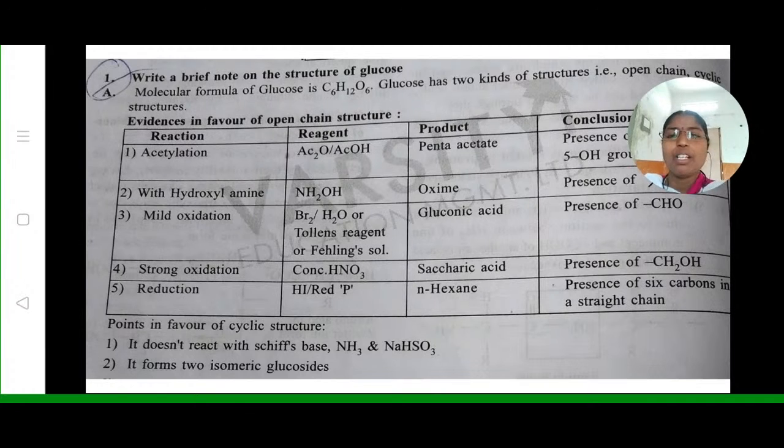Okay, very important. Next, points in favor of the cyclic structure. So what are the points? It does not react with Schiff's reagent, ammonia and sodium bisulfite, as already discussed in the previous question. So these show the cyclic structure present in the glucose. And the second one is that it forms 2 isomeric glucosides. Okay, is that clear?